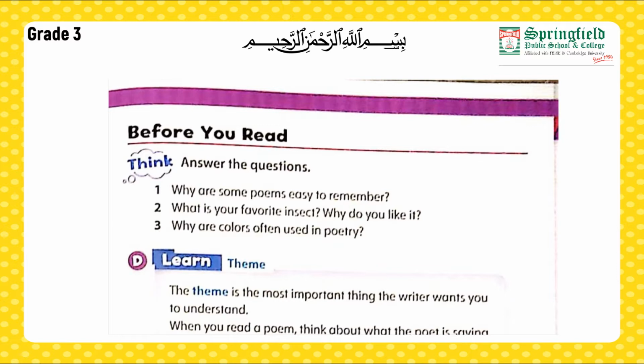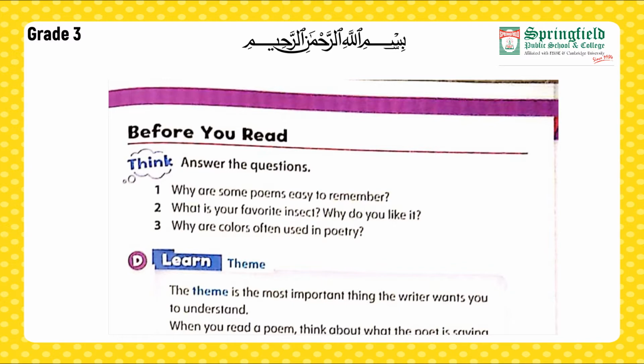Question number 2. What is your favorite insect? Why do you like it? My favorite insect is a butterfly. I like it because of the colored wings. Question number 3. Why are colors often used in poetry? Poets often use and talk about colors to express their ideas and views. Colors are used to express emotions.